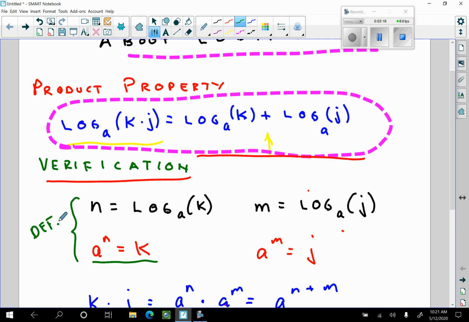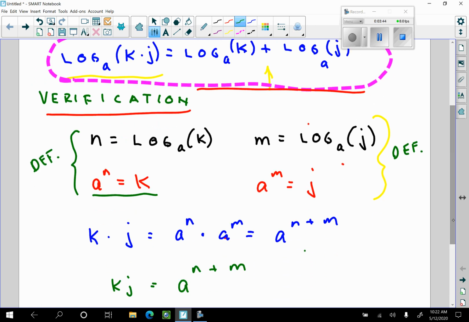In like manner, if I have the log base a of j and I let that equal m, that tells me that a to the m is equal to j. Why is this true? Because of the definition of the logarithm. So now I've taken log base a of j and let it equal m, log base a of k, let it equal n. Guess what I'm going to do now? I'm simply going to take k times j.